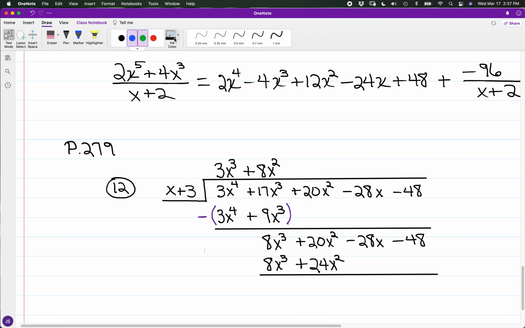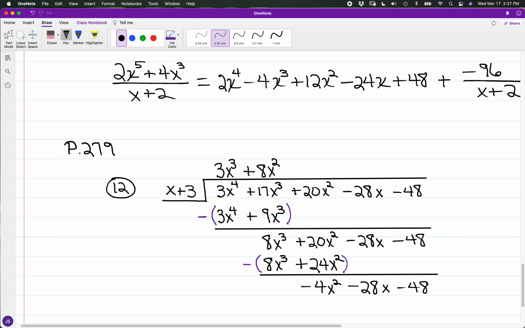And again, for the next round of subtracting, we have 8x cubed to go out. Now we have 20x squared minus 24x squared, so this would be a negative 4x squared. And bringing down, we have minus 28x and minus 48.